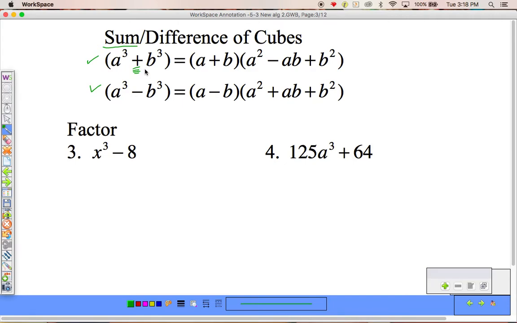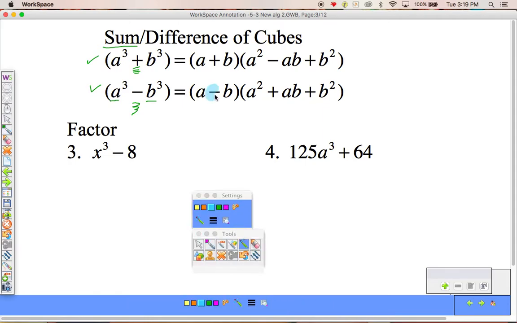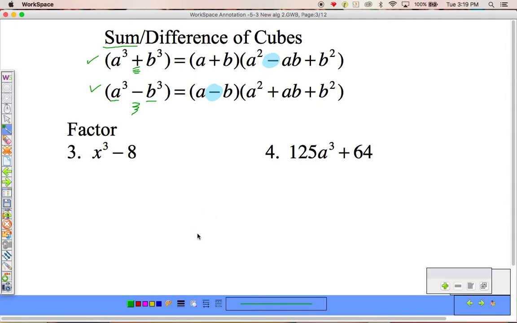The other one is going to be a difference of cubes. Two perfect cubes, a times a times a, b times b times b, separated by a minus sign. And the only change in the formula is where that negative sign is. So it's a minus b, a squared plus ab plus b squared. All right, got to know them.